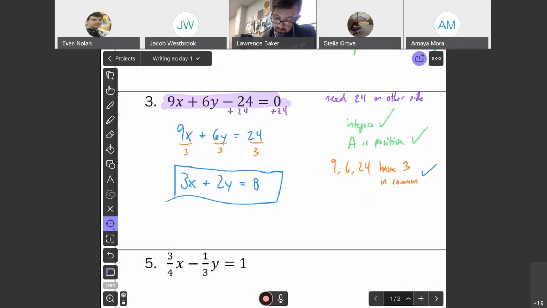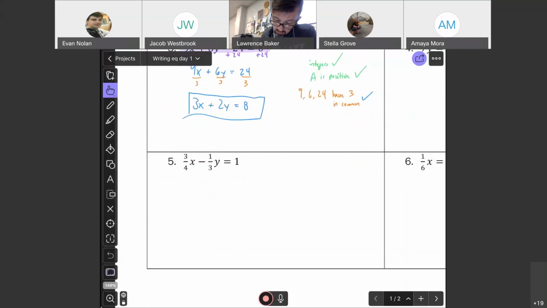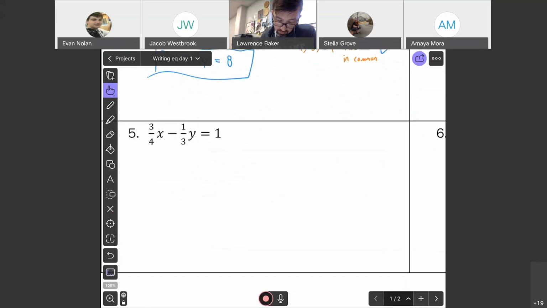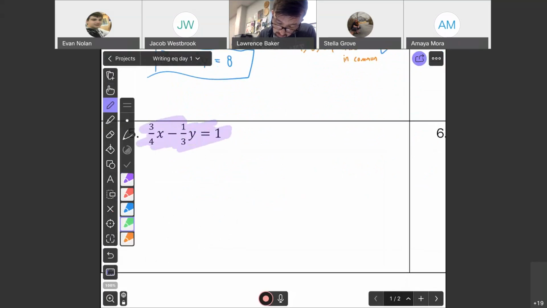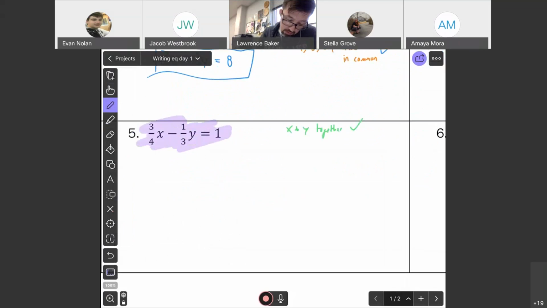All right, last one. So first thing I'm checking are X and Y on the same side? Is the number off on the other side? And so that part checks out. Okay. Then I want to see if they're integers. And so this one, the integer issue. These are not integers. Okay.